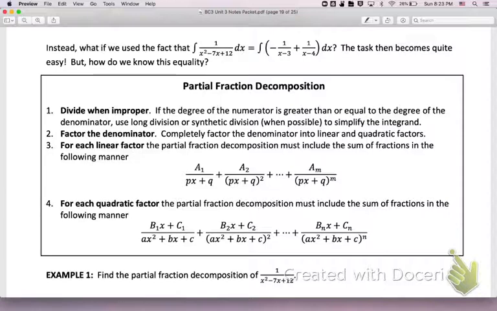For each linear factor, the partial fraction decomposition must include the sum of fractions in the following manner. So we'll get into this form a little bit later, but if you have a repeated factor, like the first px plus q, then we have px plus q squared. If you have a squared factor like that, you have to repeat it multiple times in that way. This will make more sense when we do some examples. With quadratic factors, you're going to set it up as is shown right here.